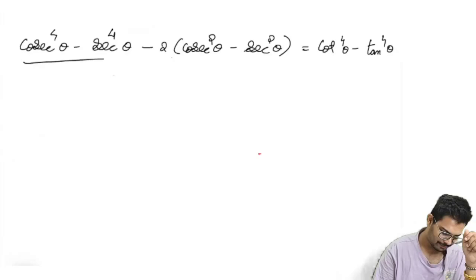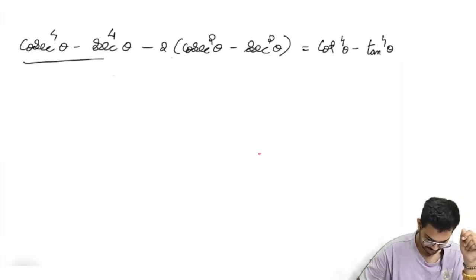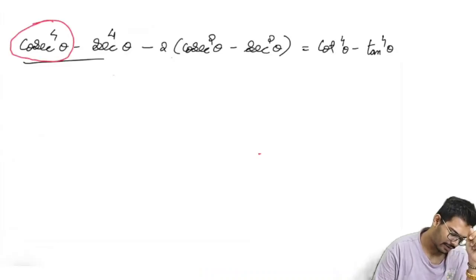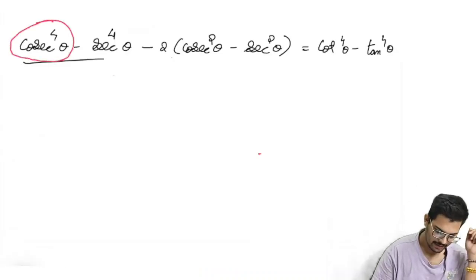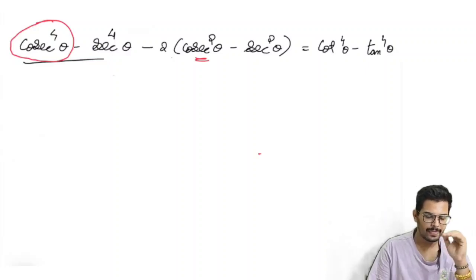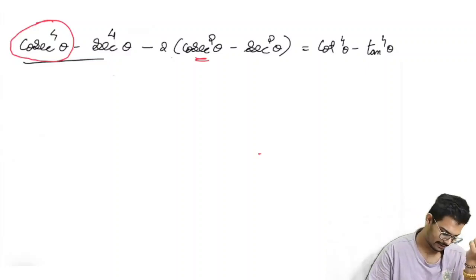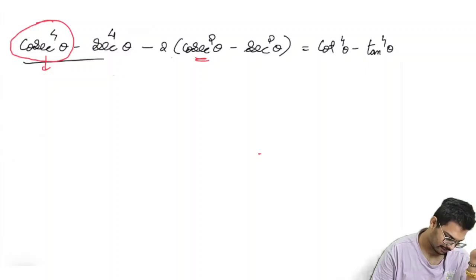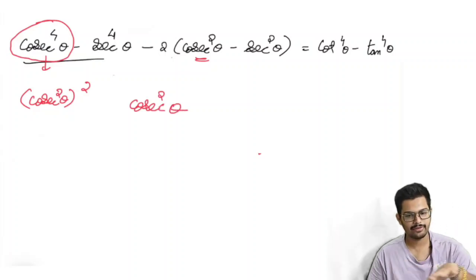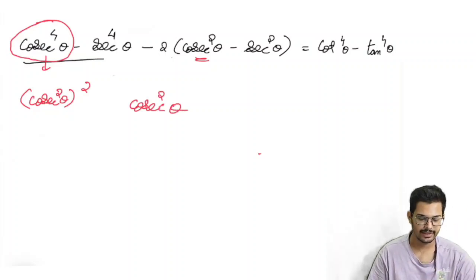So in this method, whenever you get a question, the thing you should notice here is cos square theta the whole square is available, and here cos square theta is available. So whenever there is a higher power, that is, this is cos square theta the whole square, and here we have cos square theta, we can approach a method called completing the square.